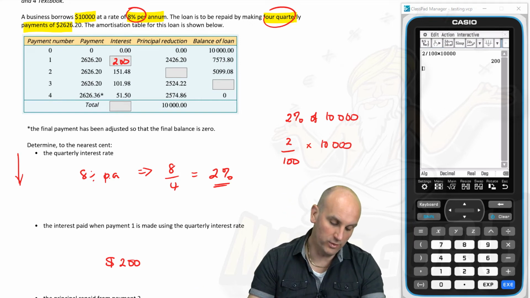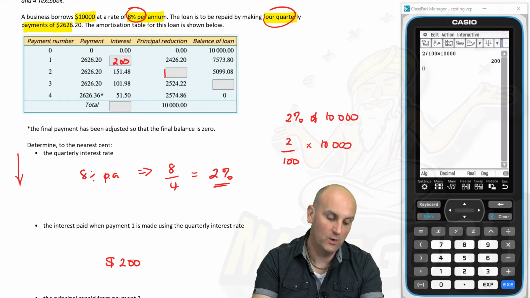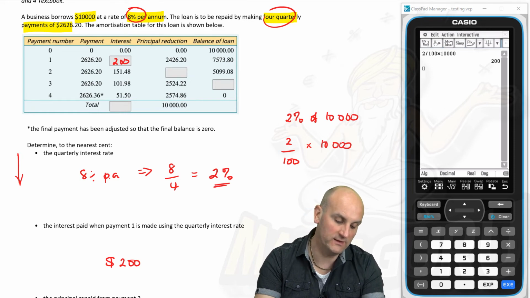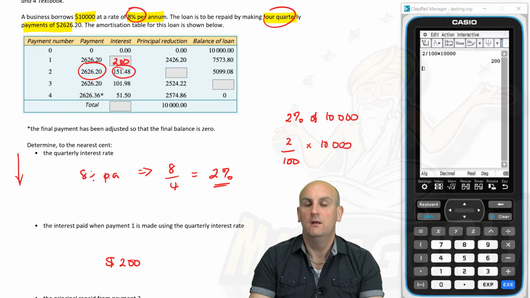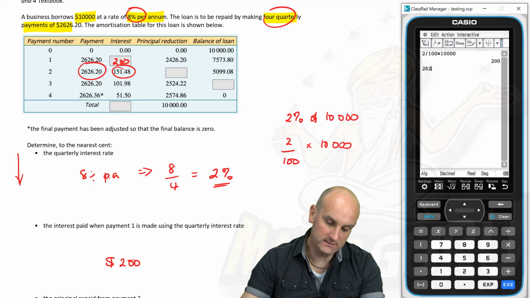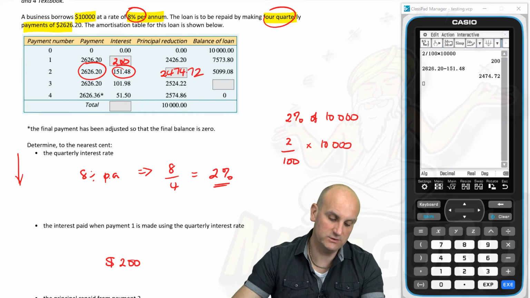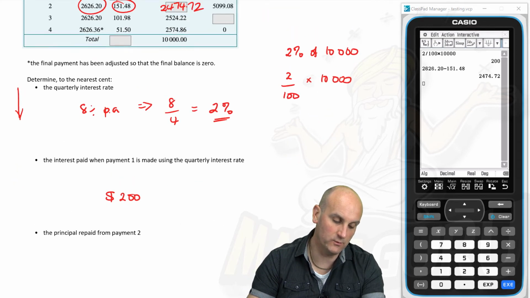All right, so the principal repaid from payment 2. So it's just working us down. Realistically now it wants us to do this box, but we know how to do this box. We know that this box is going to be this value here minus that value there. Okay, so 2626.20 minus 151.48 gives me the staggering value of 2474.72. So I'm just going to do the working out here for those people who want to do the notes.